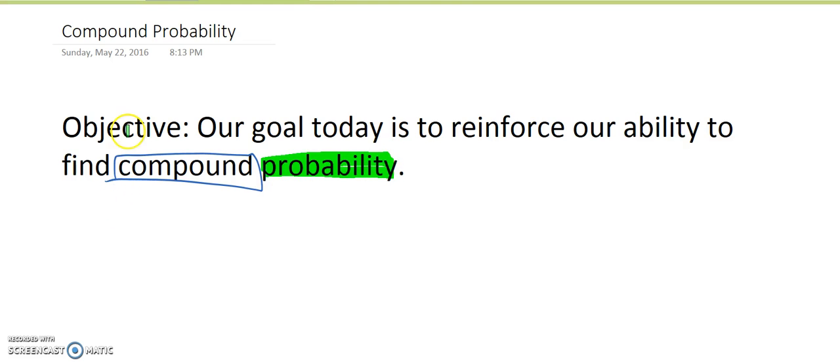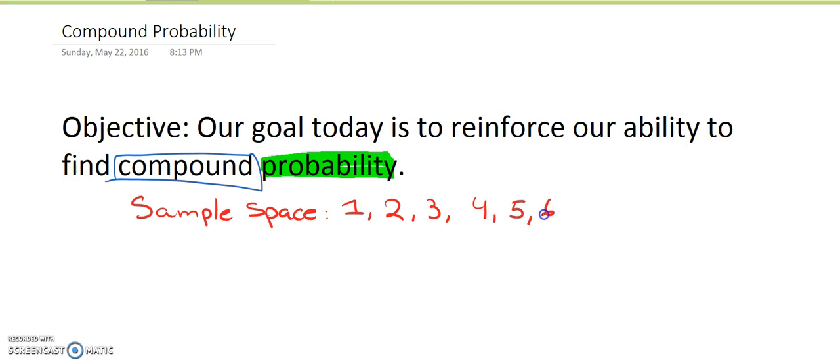If we roll a die, we have a sample space, or a list of our possible outcomes, of rolling a 1, 2, 3, 4, 5, or 6. The probability of rolling a 3 can be found by finding how many 3s there are. There's just one, out of how many possible options there are total, of which there are 6. So the probability of rolling a 3 is 1 out of 6.